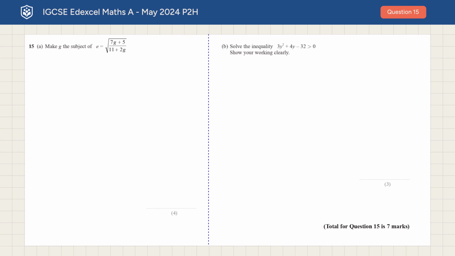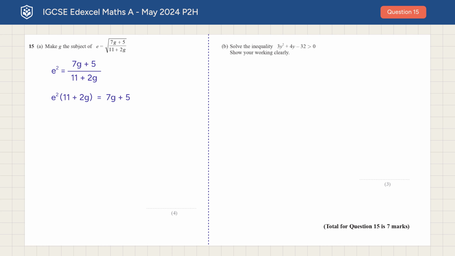Now, for question 15, Part A asks us to make g the subject of the formula. e equals the square root of (7g plus 5) over (11 plus 2g). First, we need to remove that square root, so we square both sides. This gives us e squared equals (7g plus 5) over (11 plus 2g). Next, let's clear the fraction by cross-multiplying. This gives us e squared times the bracket 11 plus 2g equals 7g plus 5.